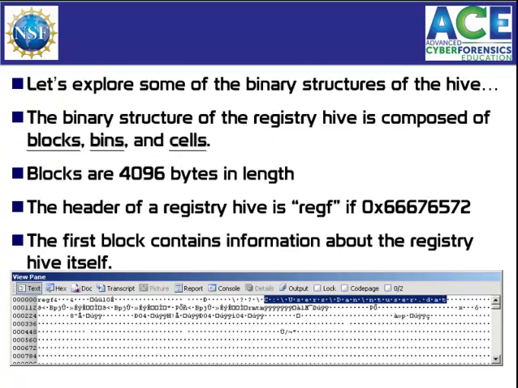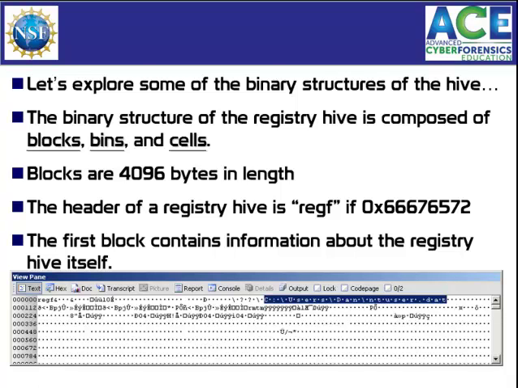So some of the binary structures of the hive. We look at the binary structure of the registry hive, and it's composed of blocks and bins and cells. Blocks are 4,096 bytes in length, and the header of the registry has a signature of regf, or the hex value that you see on the screen. The first block contains information about the registry hive itself.